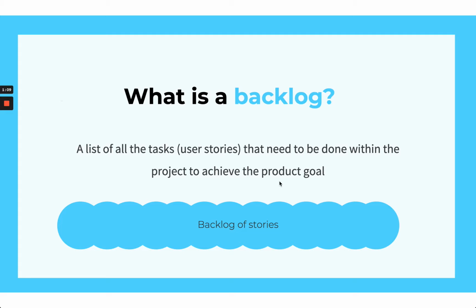But a backlog, of course, for an engineering team and a cross-functional team, is essentially a whole list of stories that have been written that need to be developed, potentially in a certain order, in order to create a product that you're looking to build. So it's a list of all those tasks or user stories that need to be built in order for that product to achieve its goal.